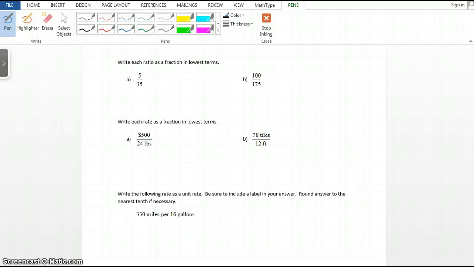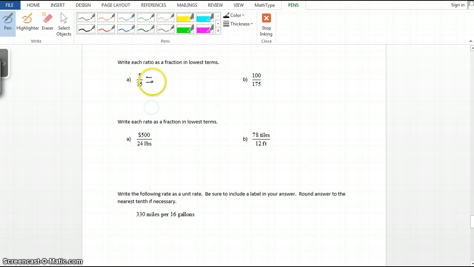Here's an example about ratios and rates. This first example is about ratios for part A and part B. A ratio is a comparison of two numbers that have similar units, so we don't write the units on them. Here it says write each ratio as a fraction in lowest terms.